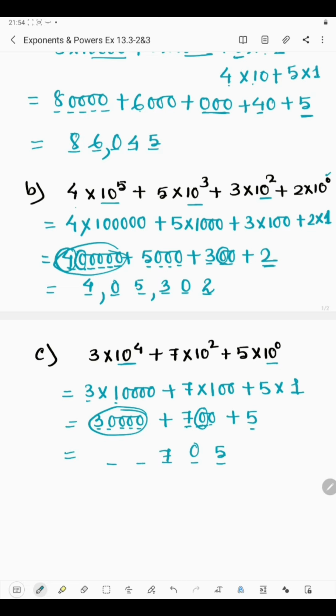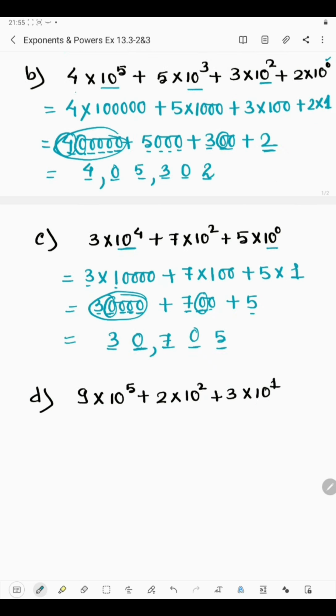Now after this, what should I put at the 4th place? 4th place means 1, 2, 3, 4 here, which is 0. So we'll put 0, and in the 5th place we have 3. So it's 30,705. Okay. Now coming to the last part.